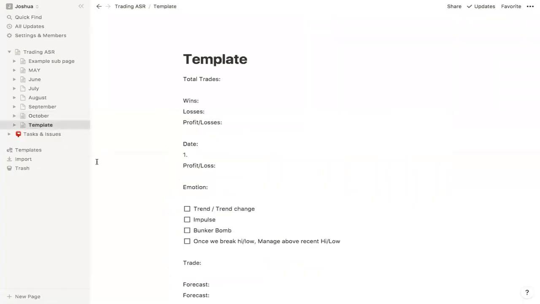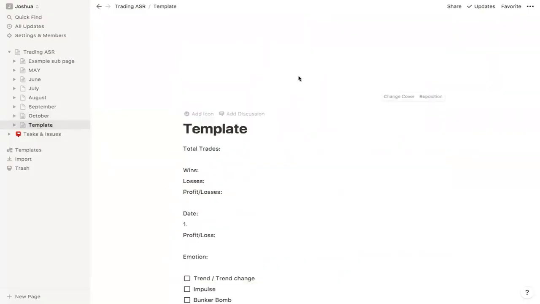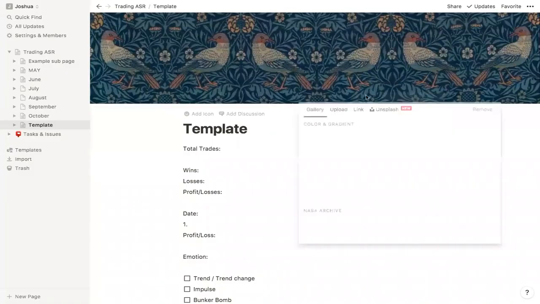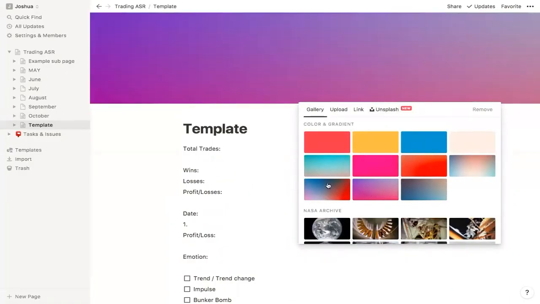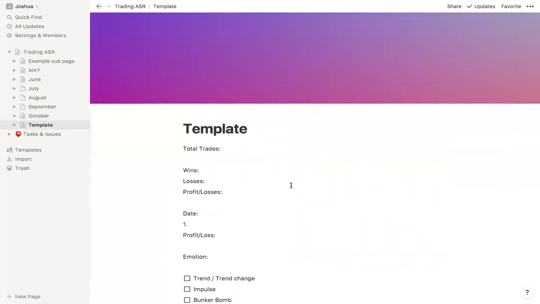So if we go back to the template, when you go up to the top, you can also add a cover. If you want to make it look nice, you can put anything you want in there. You can add images, you can type, you can just push on any of these colors, and you can just make it look a bit more fancy. So guys, this is how I'm setting up my journals.